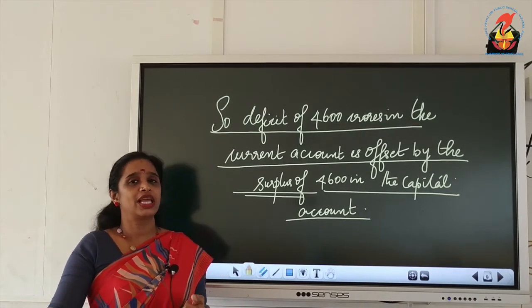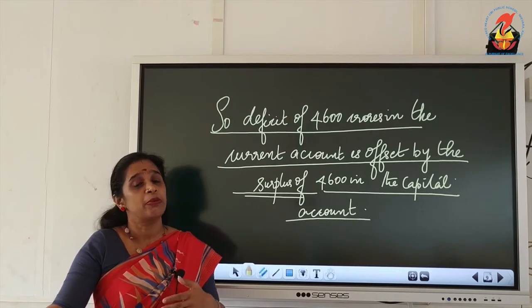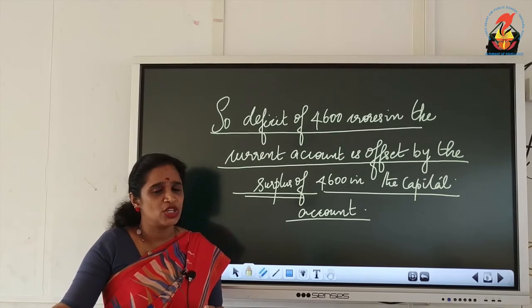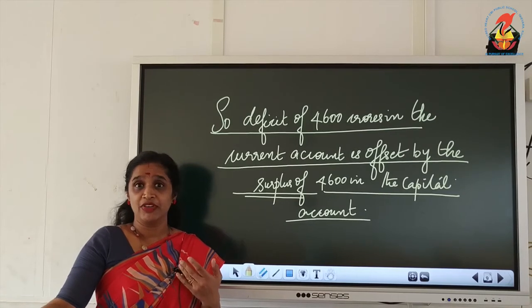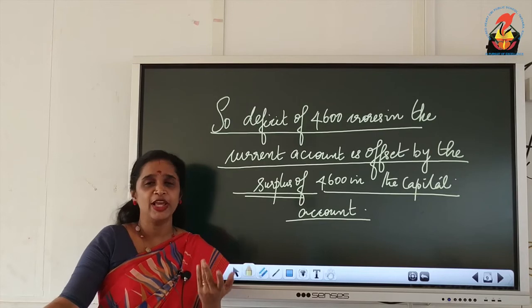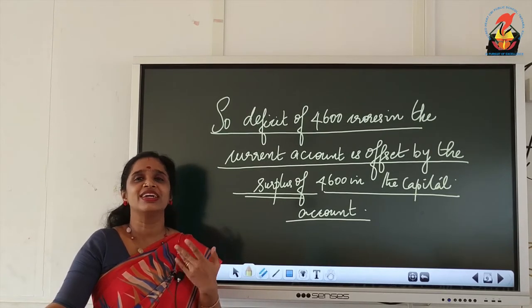Why? Because in the capital account we have assets. If there are more assets for a country, by selling those assets we can earn more. Now in this context, you may ask a question: can we remove the current account deficit by increasing our export? Yes, we can, but there is an extent to which we can increase our export.